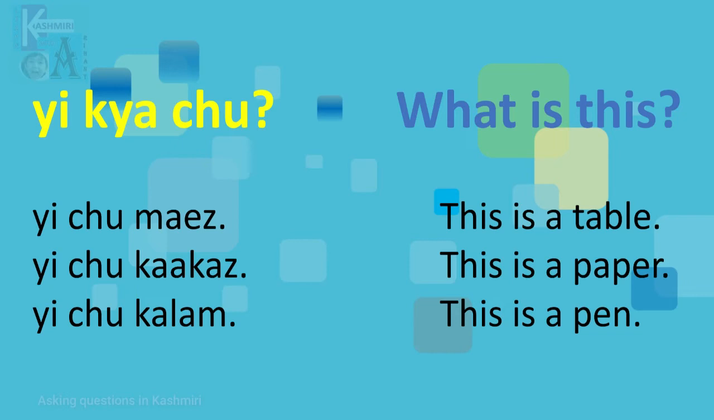What is this? ये क्या छु? This is a table. ये छु मेज. This is a paper. ये छु कागज. This is a pen. ये छु कलम. Table, paper and pen in Kashmiri are masculine nouns. That is why we ask ये क्या छु?